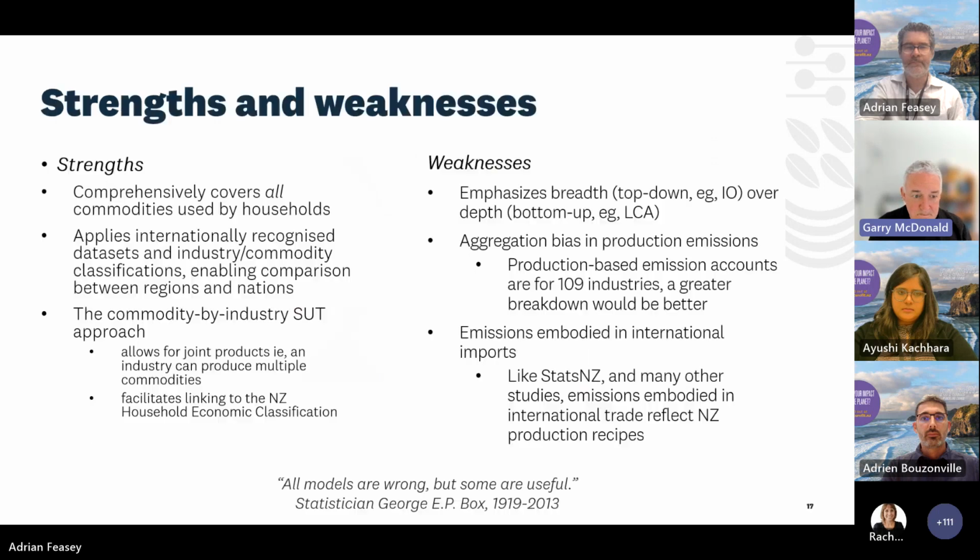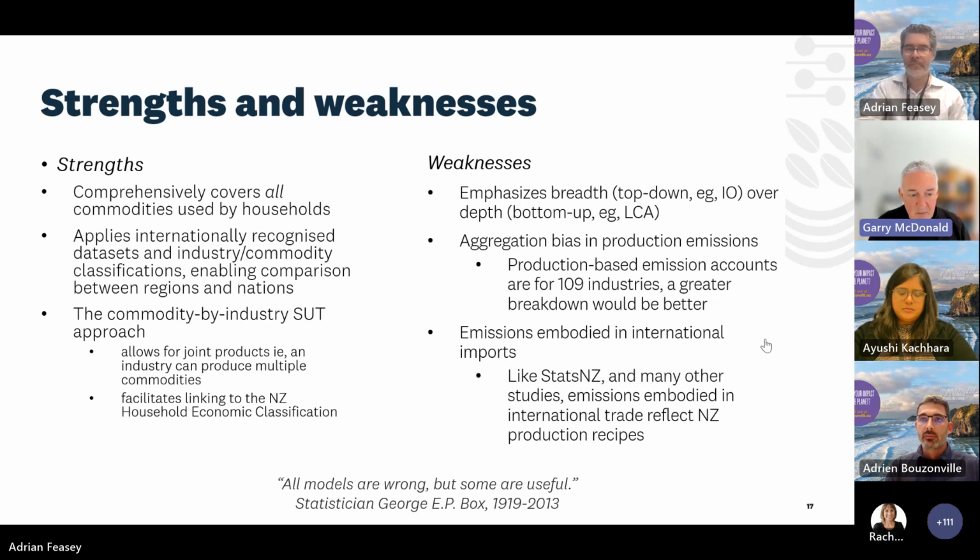Click again, Adrian. There are strengths and weaknesses associated with the approach that we've used. It's comprehensive, and it covers all commodities that pass through markets. So things that aren't passed through markets aren't always included, but generally those have 0 emissions anyway, because they've already been made and already been used and accounted for elsewhere. Another strength is that it applies internationally recognised data sets and also industry and commodity classifications, and that allows not just comparisons within New Zealand and between regions in New Zealand who might use this, but it also allows comparisons with other nations as well. Many other nations use similar approaches to this.